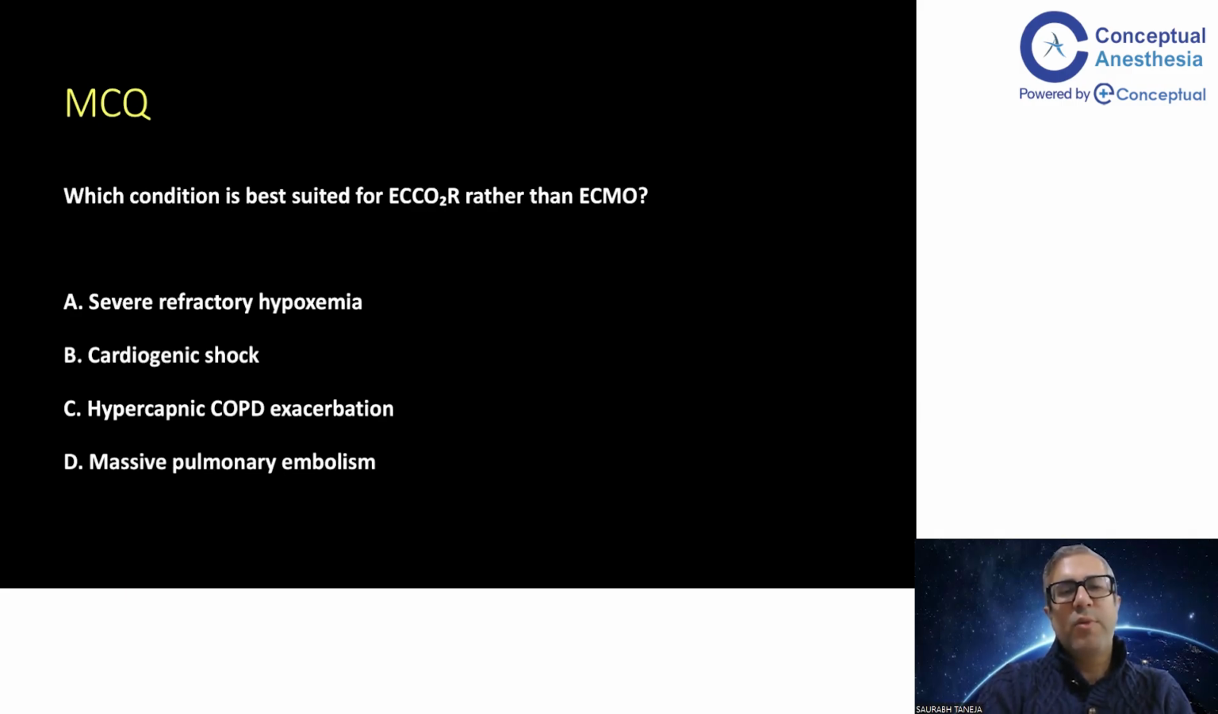Which condition is best suited for ECOR? Again, we know hypercapnic COPD exacerbation is the best suited. When we talk about severe refractory hypoxemia, we know that we require a VV ECMO. For cardiogenic shock and massive pulmonary embolism, in which we require both the lung and the heart support, the VA ECMO is the best thing. In hypercapnic COPD exacerbation, ECOR is the best thing suited to this condition.